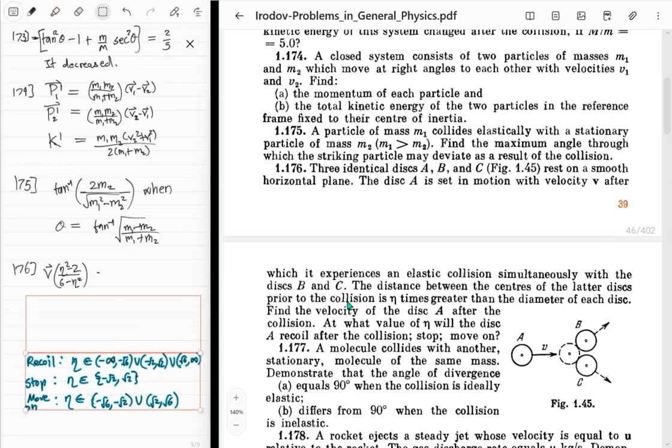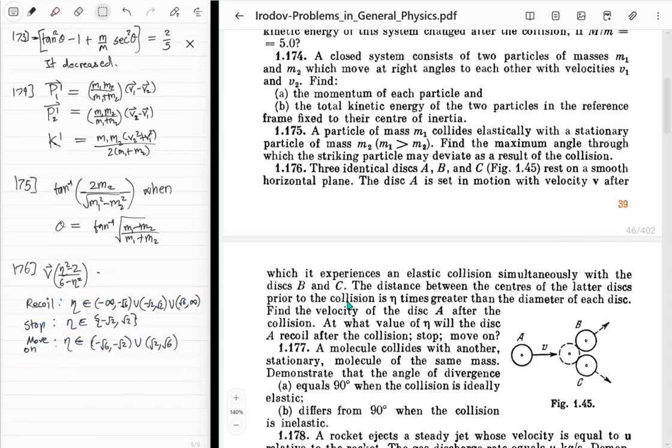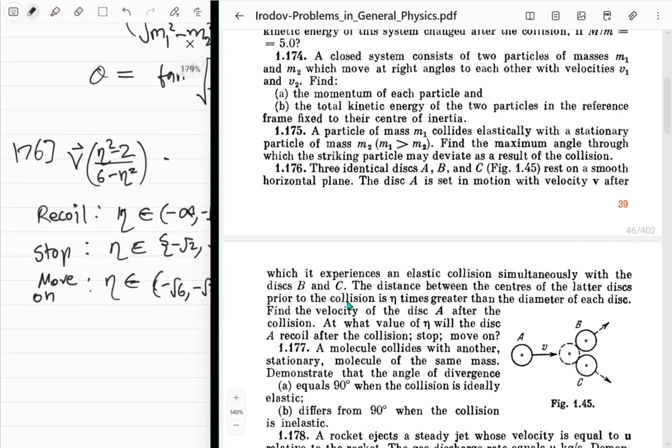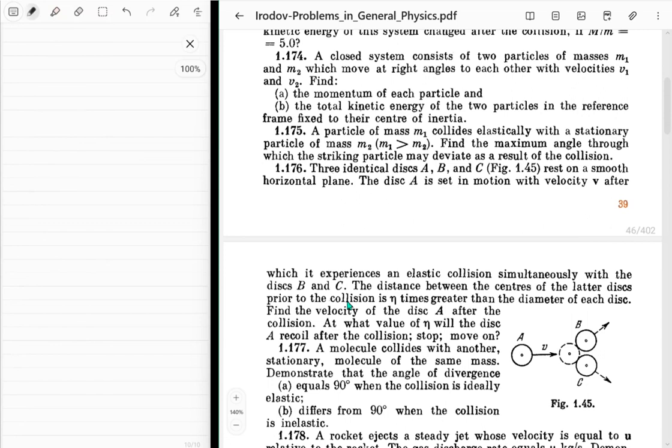You know what? I'm pretty sure I made some kind of mistake and this is all just wrong. But anyway, let's just continue because I don't want to do it again. So 177, next page.